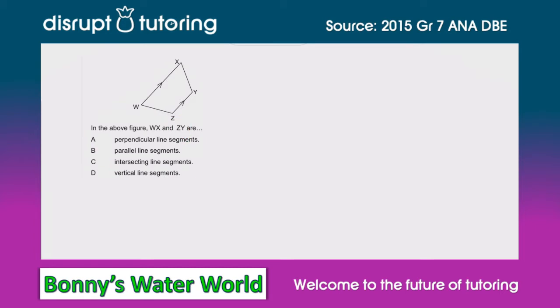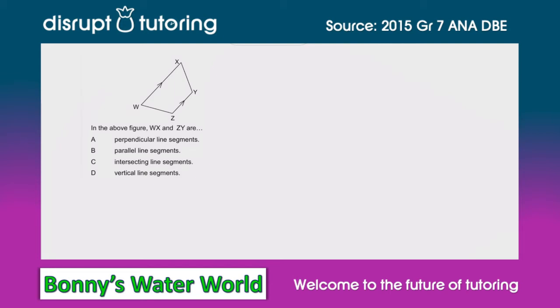Now, before we look at the answers, let's look at those two line segments. We've got WX over there, and we've got ZY over there. What do we notice about those two line segments? It's very clear that those two line segments have this nifty little arrow sign on them. And if you know your rules, you know that these mean something.